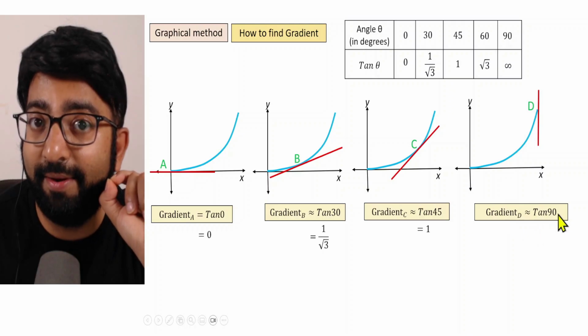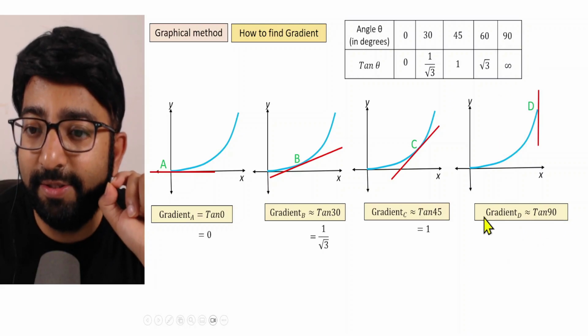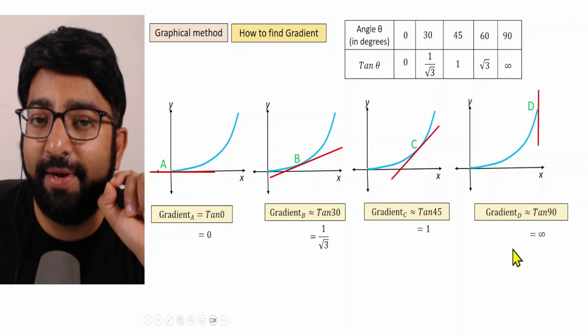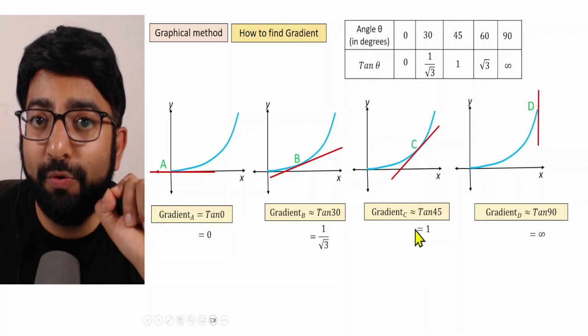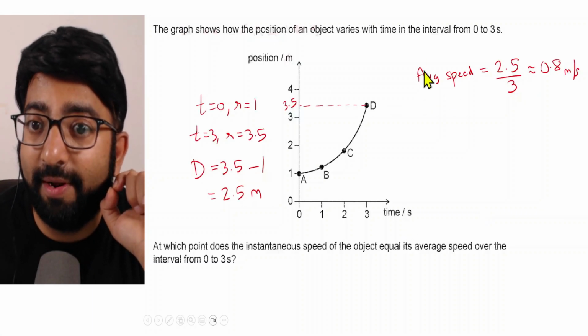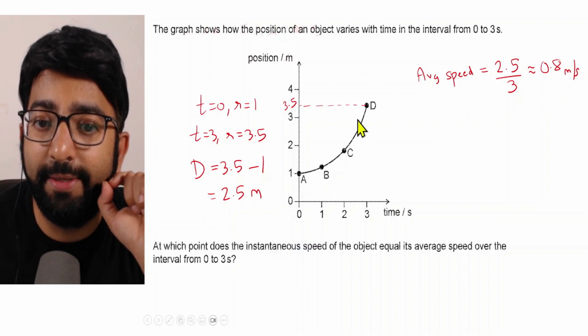Hence, the gradient is tan 90, and tan 90 is infinite or not defined. Hence, we can say that the gradient of the graph at point D is infinite. And this is what we are going to use to solve that question. Now, coming back to the question, we had figured out the average speed was 0.8, and we have 4 points A, B, C, and D.